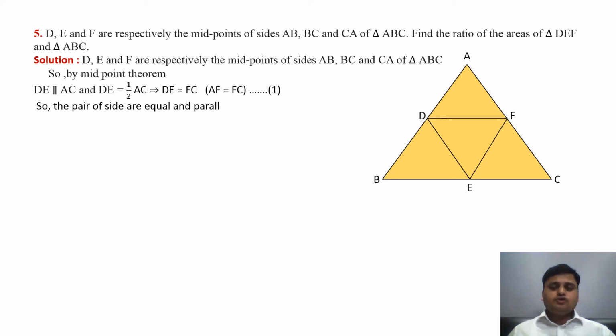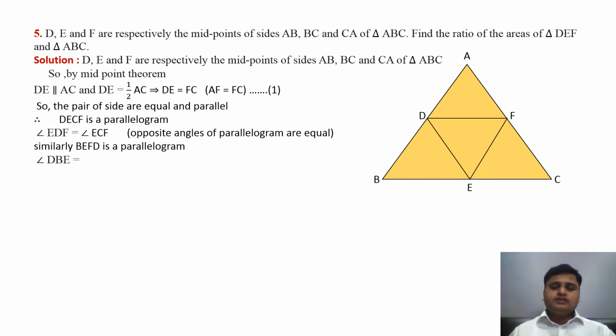Since here what you observe is that DE is parallel to AC or FC and DE is equal to FC. Right, now we prove. So DECF is a parallelogram. Okay. Now in a parallelogram, a pair of opposite angles are equal. That is angle EDF is equal to angle ECF. Till this it is clear.